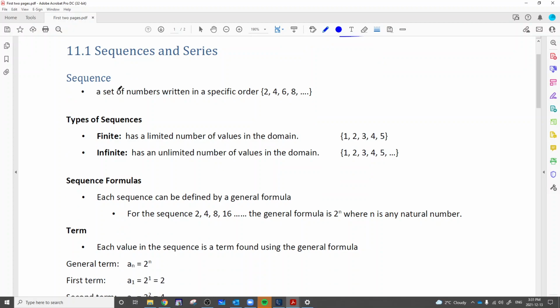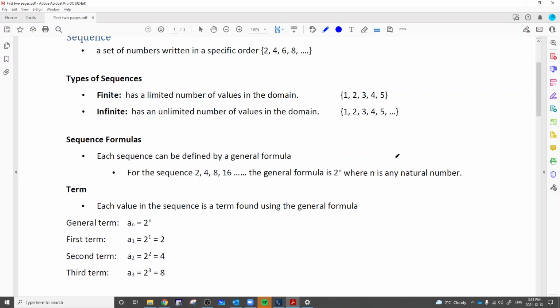So a sequence is a set of numbers written in a specific order. There are two types of sequences. A finite sequence has a limited number of numbers in the domain, something like 1, 2, 3, 4, 5, stop, versus an infinite sequence where there's an unlimited number. So 1, 2, 3, 4, 5, and so on. And you can assume what the next numbers are going to be.